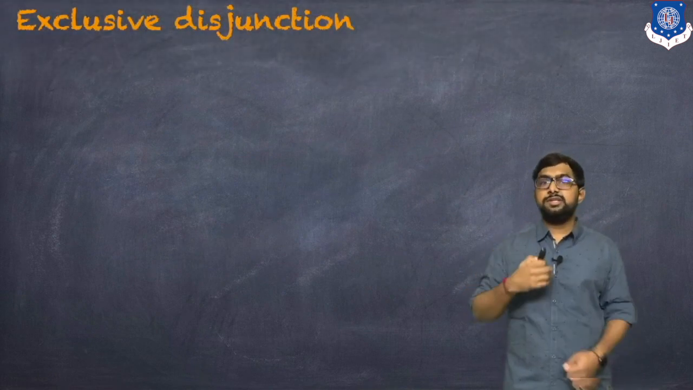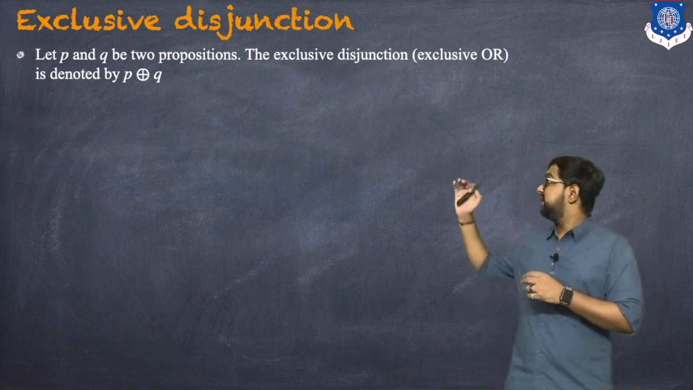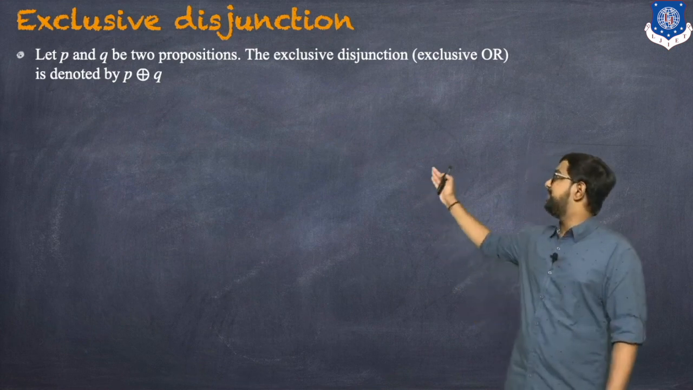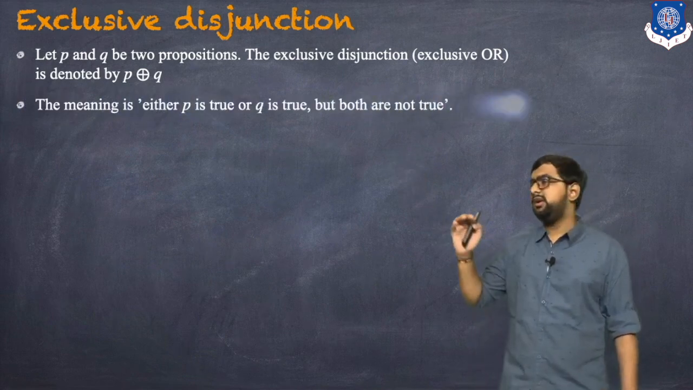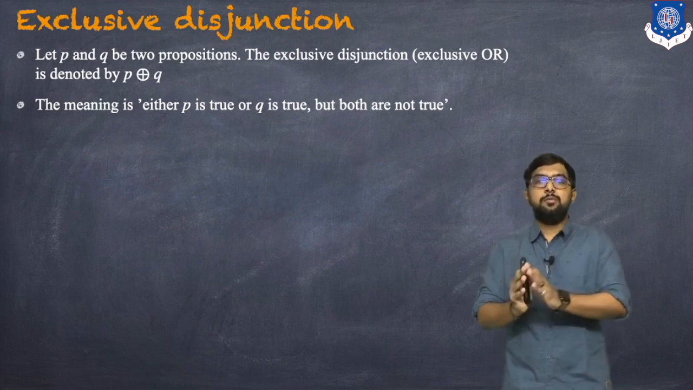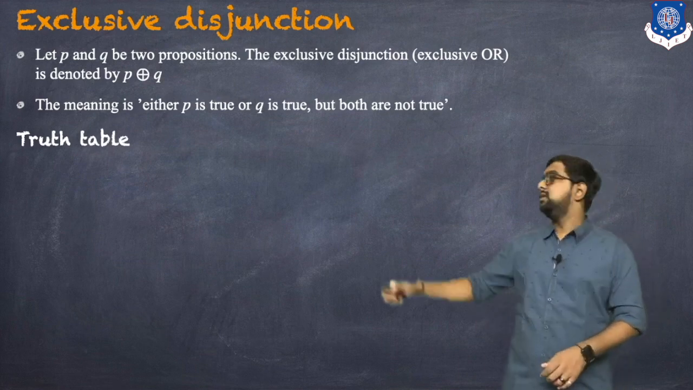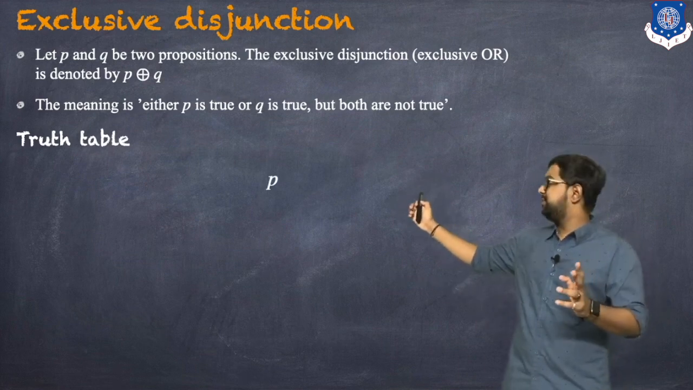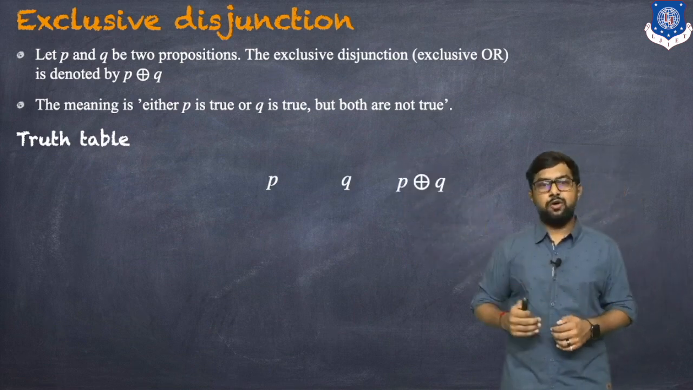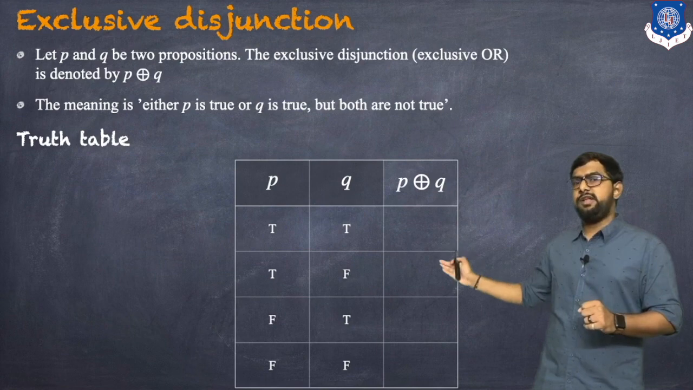Now let us discuss what is exclusive disjunction. Let P and Q be two propositions. Then the exclusive disjunction, or the exclusive OR, is denoted by P ring sum Q. The meaning is either P is true or Q is true, but both cannot be true. So let us construct the truth table. Again there will be four possibilities with two statements: P, Q and lastly P ring sum Q, that means exclusive OR. So there will be four possibilities: TT, TF, FT and FF.